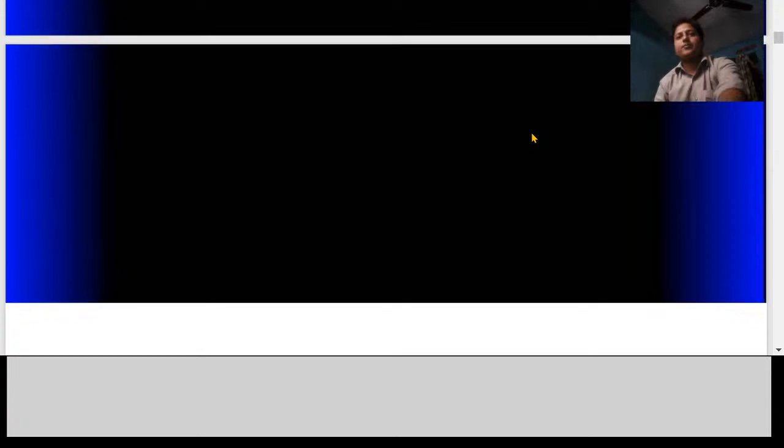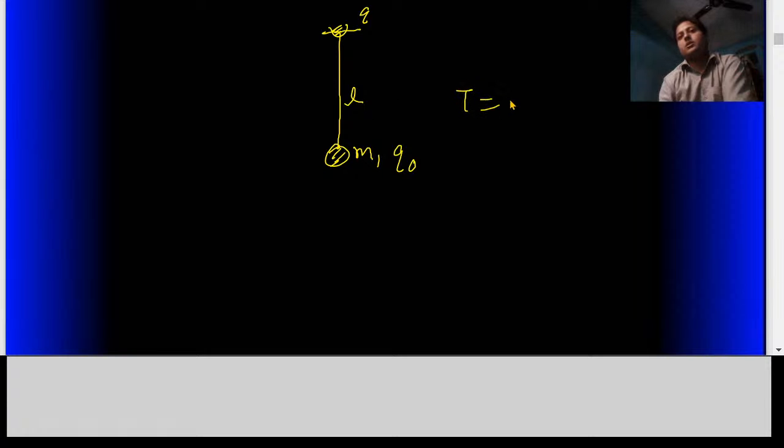Suppose there is a simple pendulum, and at the suspension point there is a charge q, and the bob has mass m, charge q0, and length is l. What will be the time period in this case?